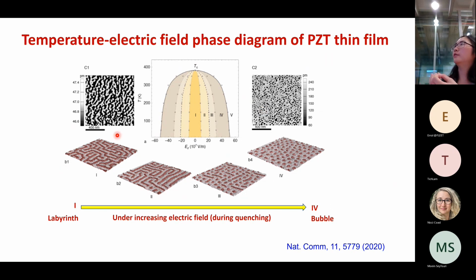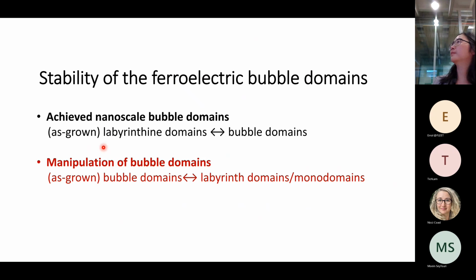And we see that if there's no electric field, it will form up and down domains, maybe with a ratio of 1:1. And if it's quenched at a high electric field, at some point it can also form these nanoscale domains. So this can also be a way to reach these nanoscale domains at low temperature, for some applications. So far, if we have large domains, we have some ways to get these bubble domains, and we know how we can achieve them by tuning these boundary conditions.